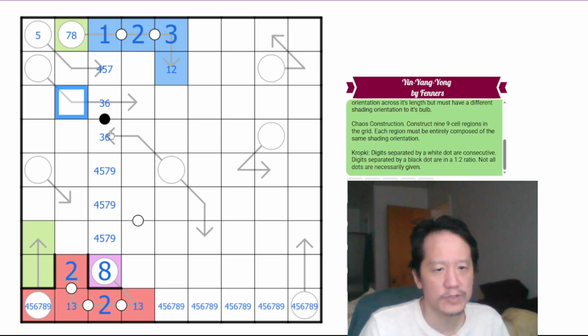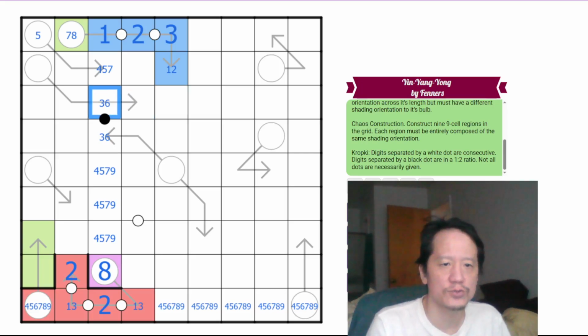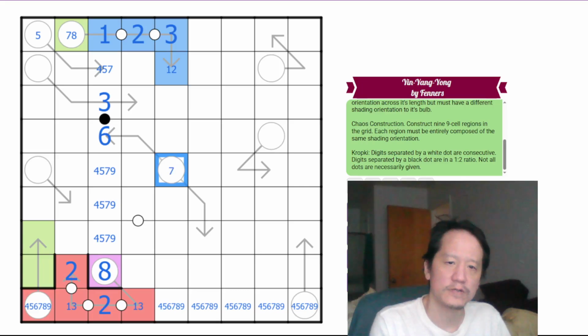Okay, this can't be 2. This can't be 2. So if this were 6, it would have to be at minimum 1 and 3 added together, which is not allowed. So this can't be 6. This is 3. This is 6. This then must be at least 7. It's 7, 8, or 9.